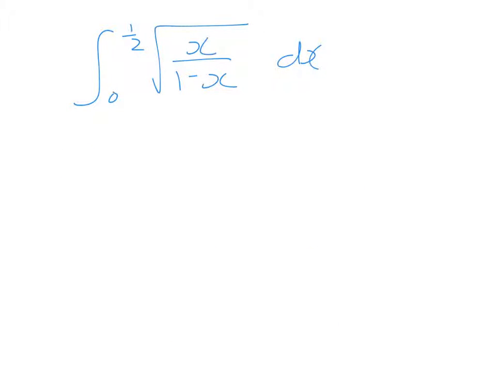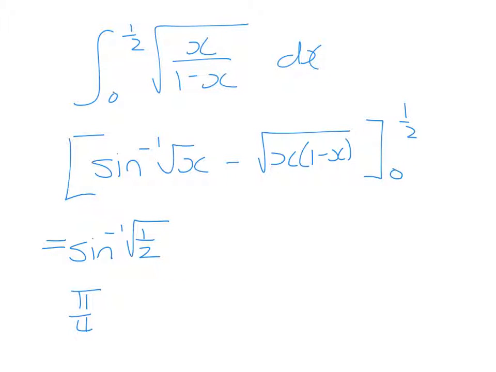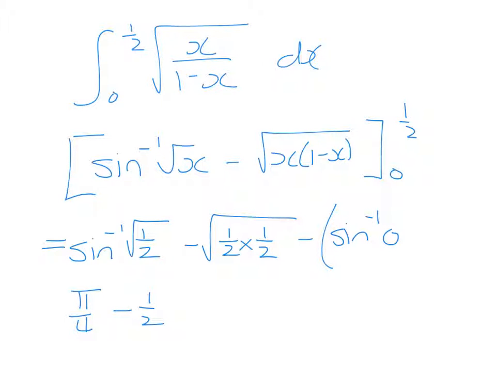We previously showed that when we integrate this, we get the inverse sine of the square root of x minus the square root of x times 1 minus x, between 0 and 1/2. If we substitute that in, we have the inverse sine of the square root of 1/2, which would be pi over 4, minus the square root of 1/2 times 1/2, so that's minus 1/2. Take away the inverse sine of 0, which is nothing, minus the square root of 0, which is nothing. So the answer to our question is pi over 4 minus 1/2.